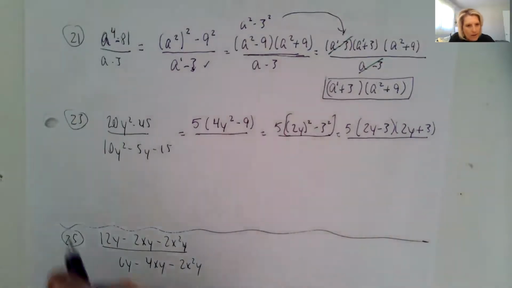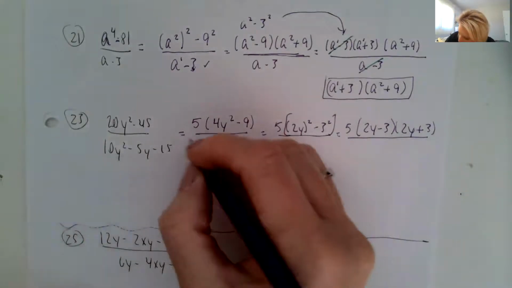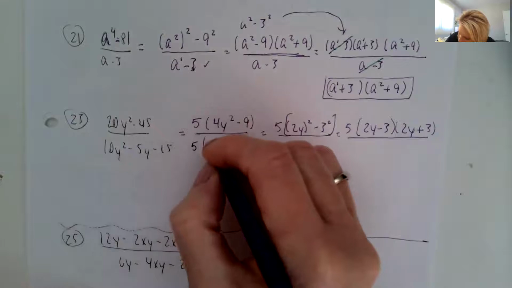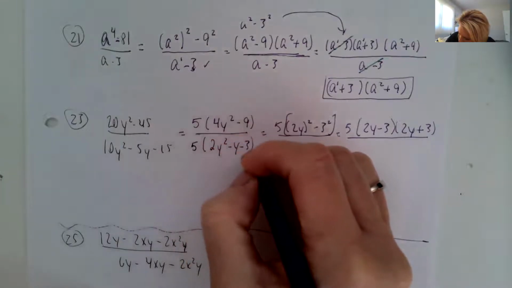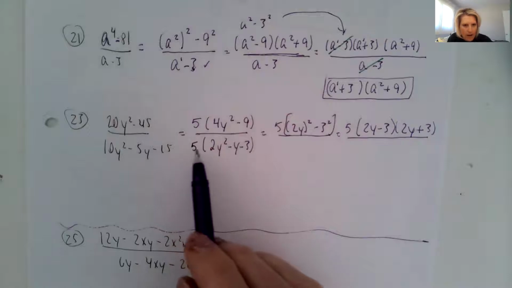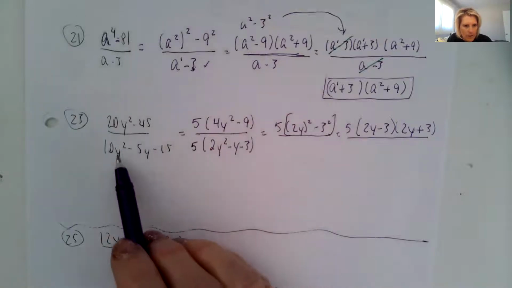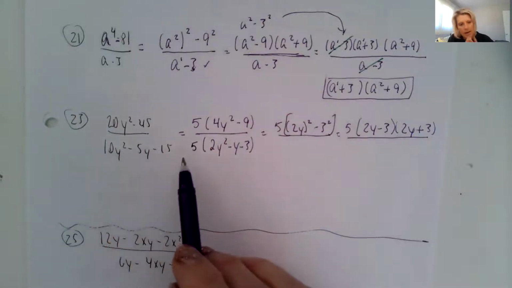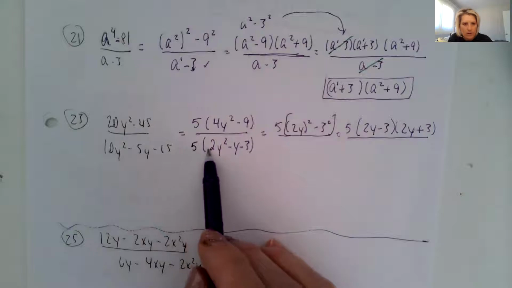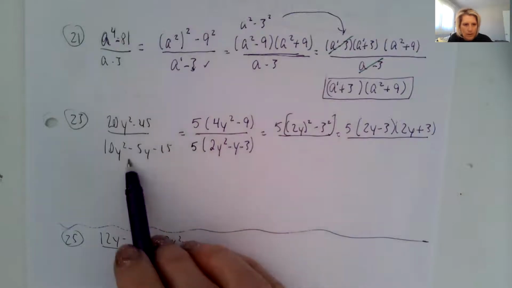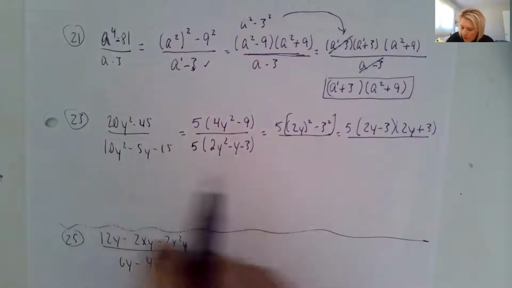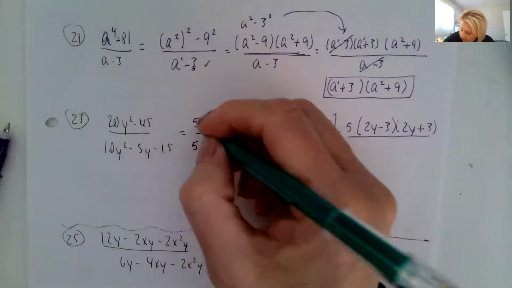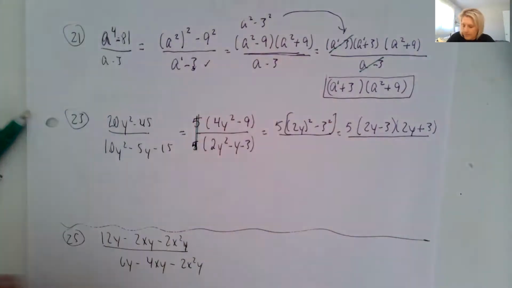And the denominator, we could factor out a 5, and then we have 2y squared minus y minus 3. So when we factor out a 5, each of the terms has to be divisible by 5. And if you were to distribute the 5 back in, you would have to get back to the original, which it does. So right off the bat, our 5 over 5 cancels, so that's nice.